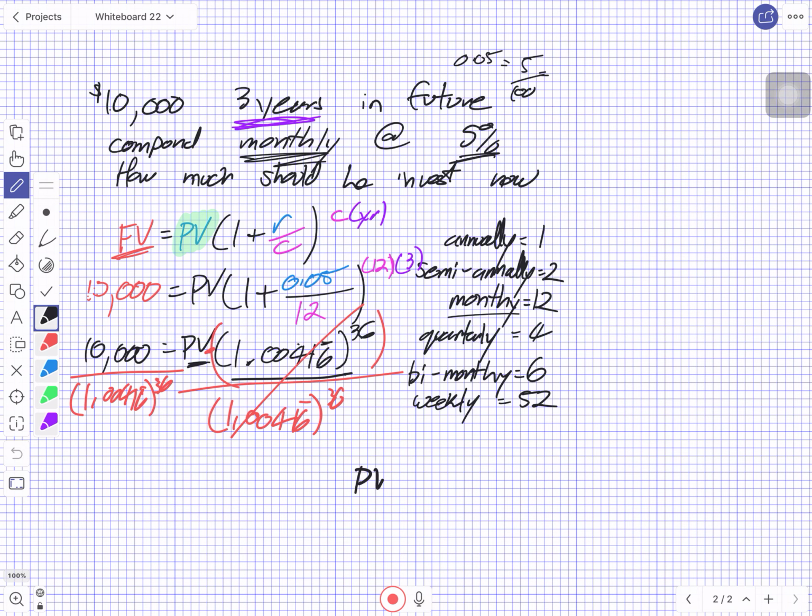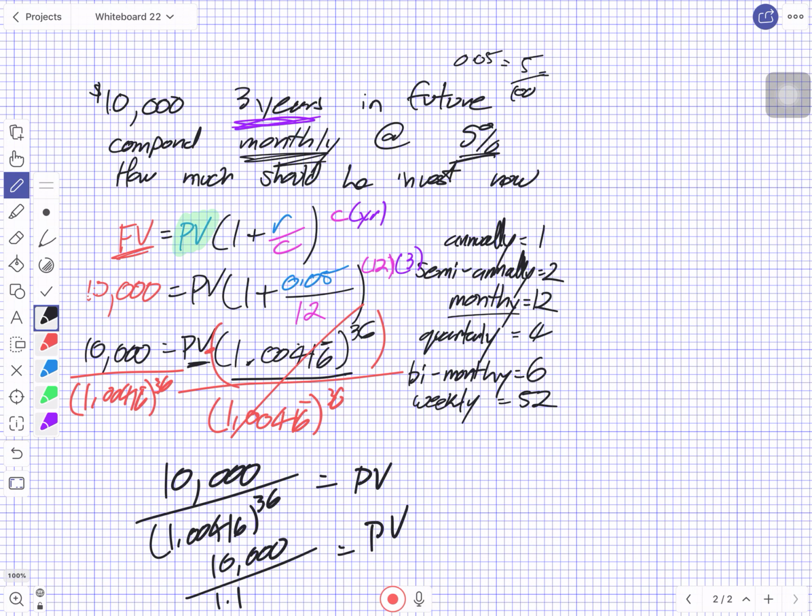But then this becomes PV is equal to 10,000 divided by 1.00416 to the power of 36. And I've got to calculate whatever that is. Did you get a value for it? 1 something? Okay. I could have done that over here. We'll quickly calculate it. You told me it's 10,000 over 1.1614, a whole bunch of other numbers.